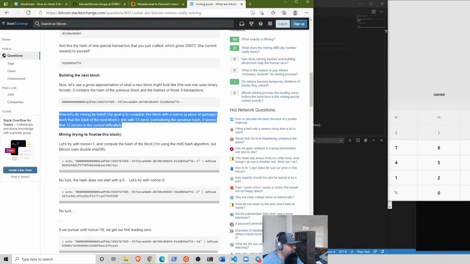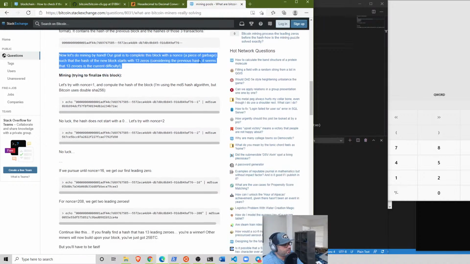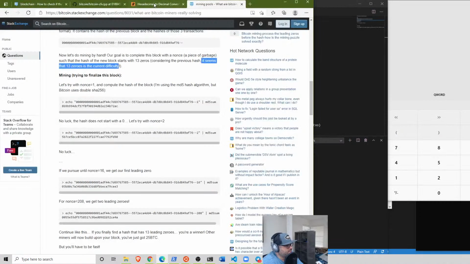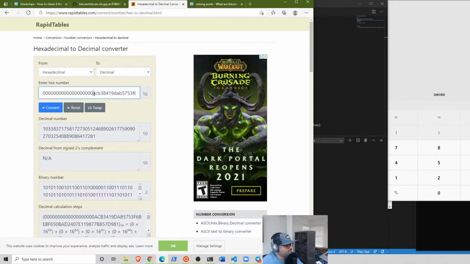Now let's do mining by hand. We complete the block with a nonce, a piece of garbage, such that the hash of the new block starts with 13 zeros. Dude, I get it. It seems like 13 zeros is the current difficulty. Great. But how does the 13 zeros equal this? Think about this. Come on, it's right in front of us. Because it's 1 divided by this.